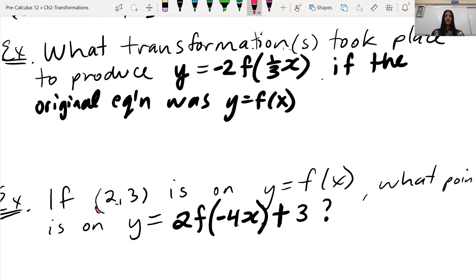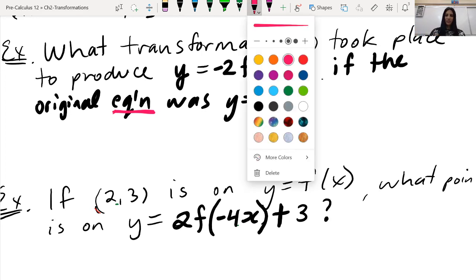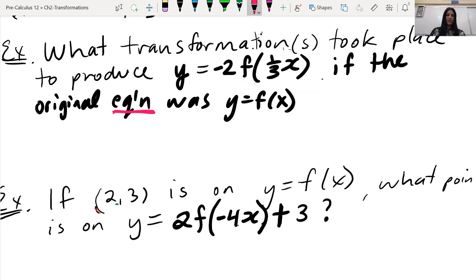What transformations took place to produce y equals -2 f of 1/3x if the original equation was y equals f of x? This is my abbreviation for equation. You will see that often in my notes, if you haven't had me as a teacher before, just so that it's clear what's going on there. Instead of writing equation over and over again, I'll just abbreviate it like that. And so we're working backwards, thinking, if this original equation was this, what must have happened in order to produce this equation?